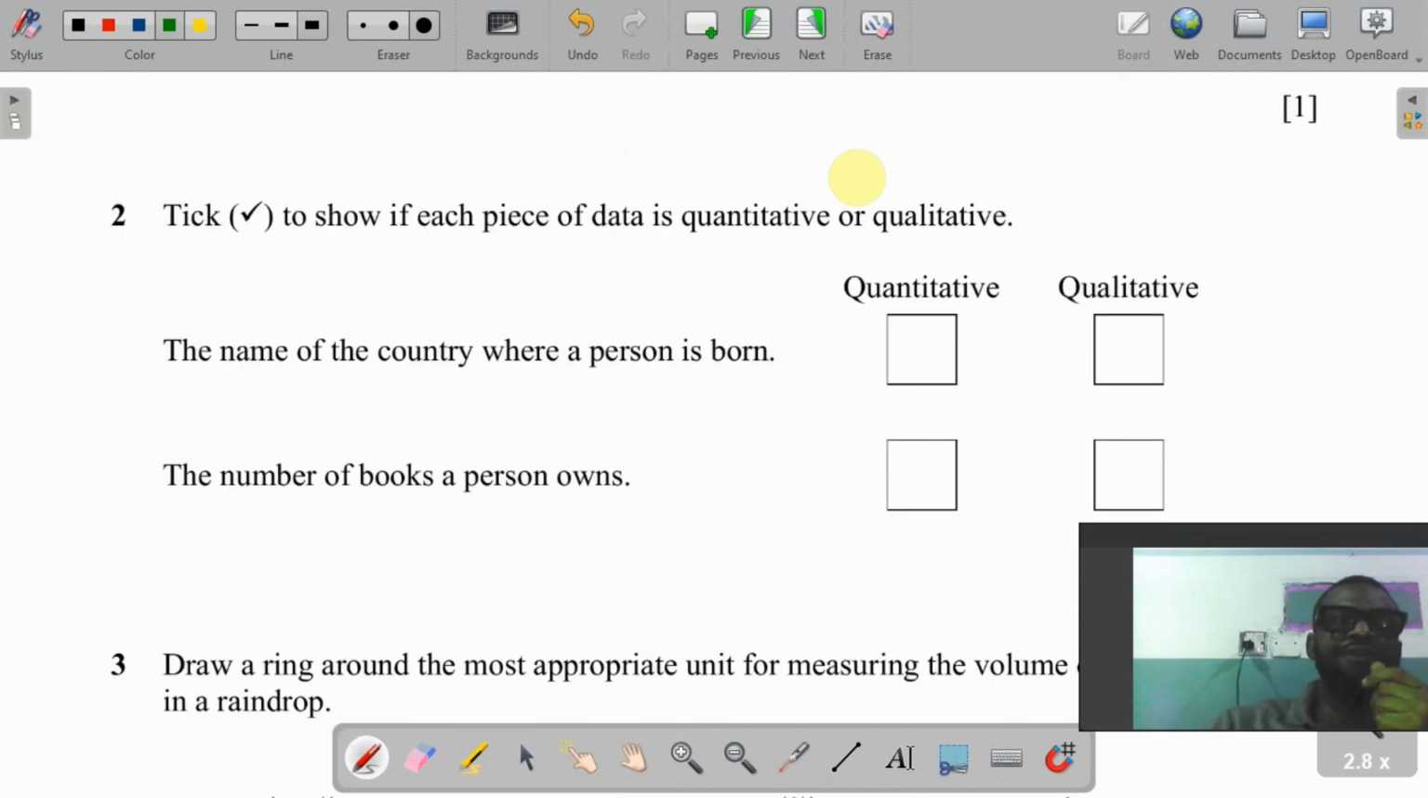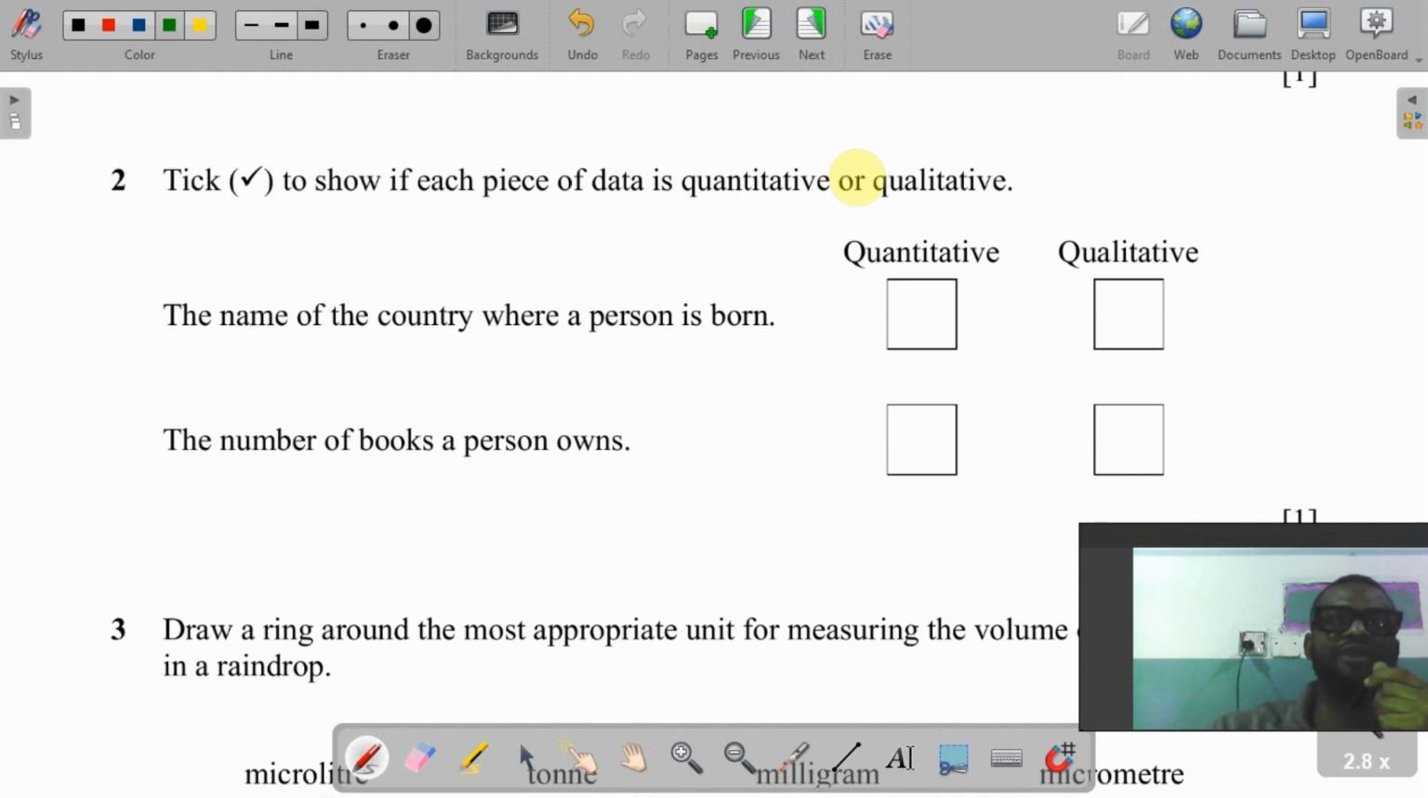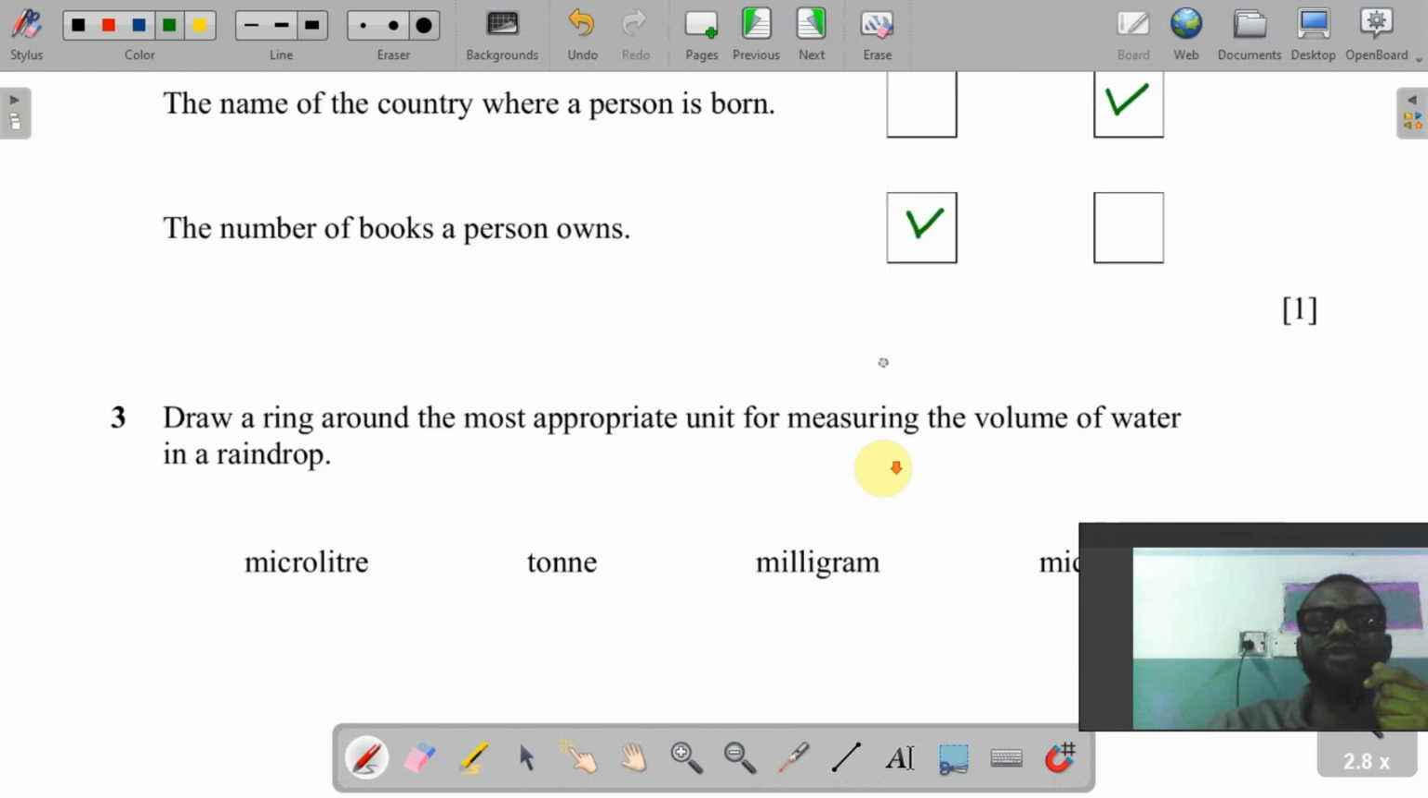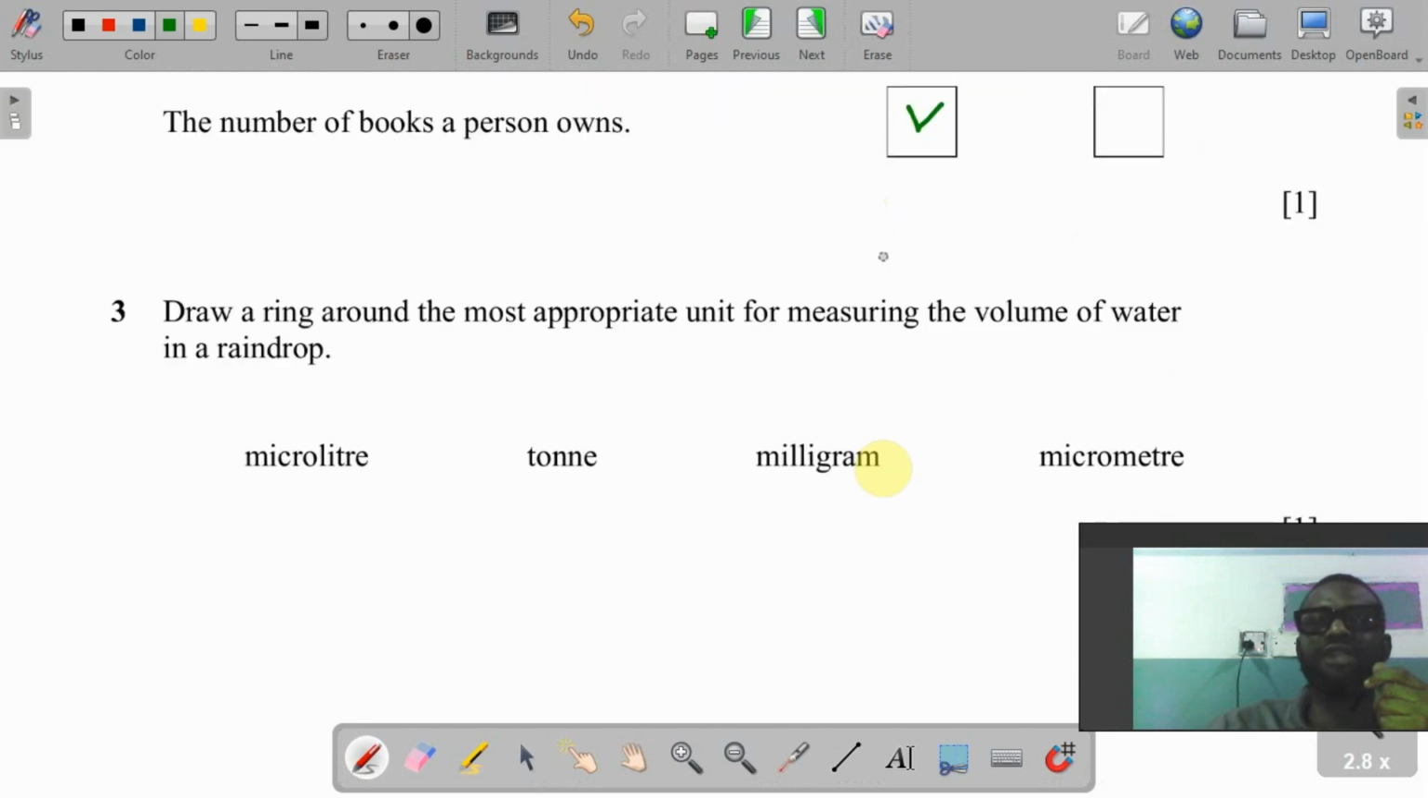Tick to show if each piece of data is quantitative or qualitative. The name of a country where a person is from is qualitative, not quantitative. The number of books a person owns is quantitative. You can quantify it, but the name of a country cannot be quantified, so it's qualitative.